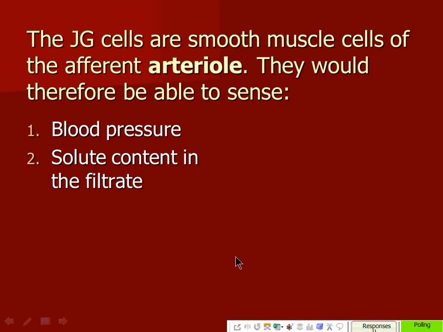Okay, so here another review. The JG cells are smooth muscle cells in the afferent arteriole. So what do you think they would be able to sense?